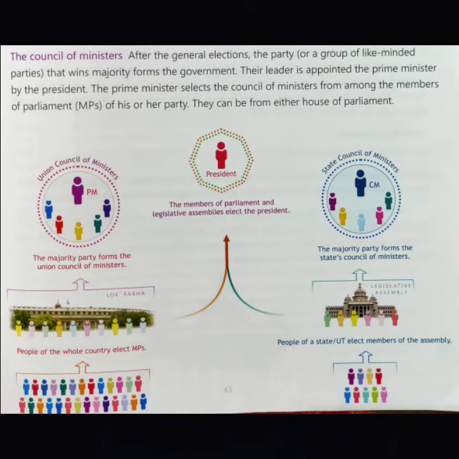Okay, let me explain this. Many political parties fight the Lok Sabha elections. The president appoints the leader of the majority party as the prime minister. Sometimes no single party gets the majority, then two or more parties join together and elect their leaders. The president then appoints this joint leader as the prime minister. The other ministers are appointed by the president on the advice of the prime minister. All these ministers, including the prime minister, are called the council of ministers. It is this council of ministers that runs the government.